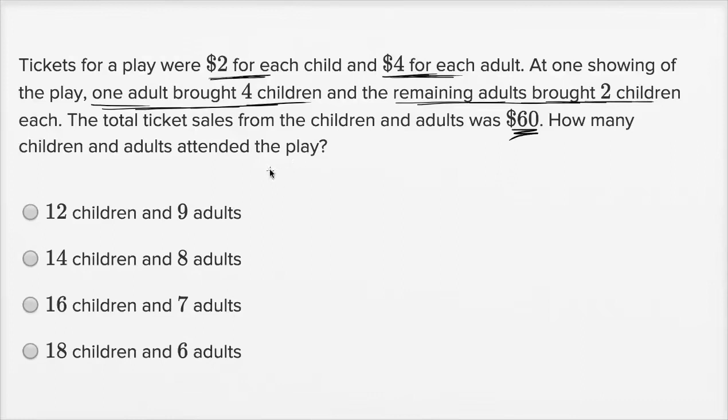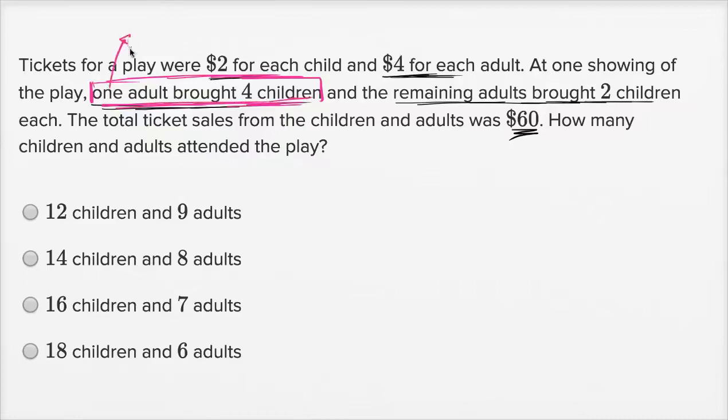All right, this is an interesting one. Okay, so let's just think about how much was spent at the play. We know it has to add up to $60, but let's think about it in terms of the children and adults and their admissions. So you have this one adult right over here that brought 4 children. How much is this family? Let's just assume it's a family. How much are they going to spend?